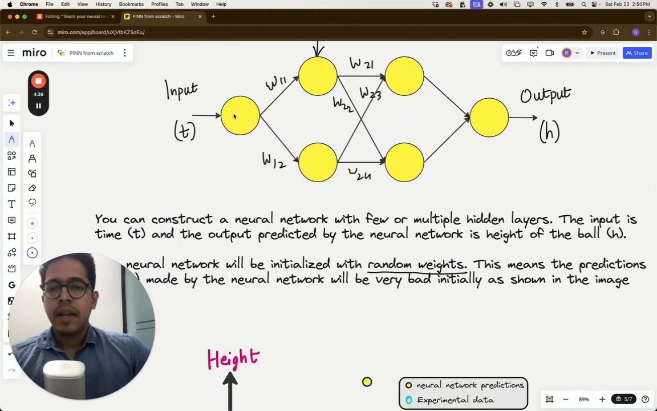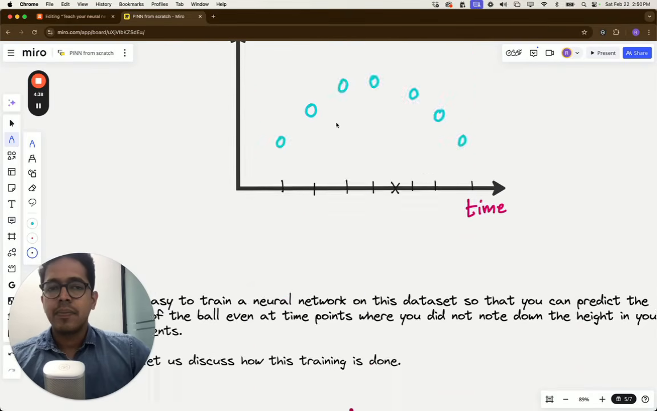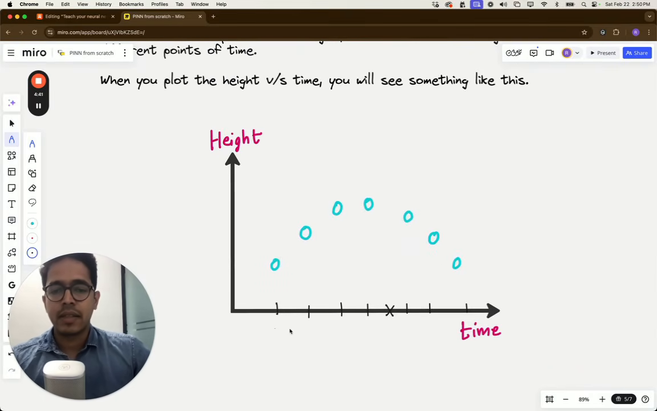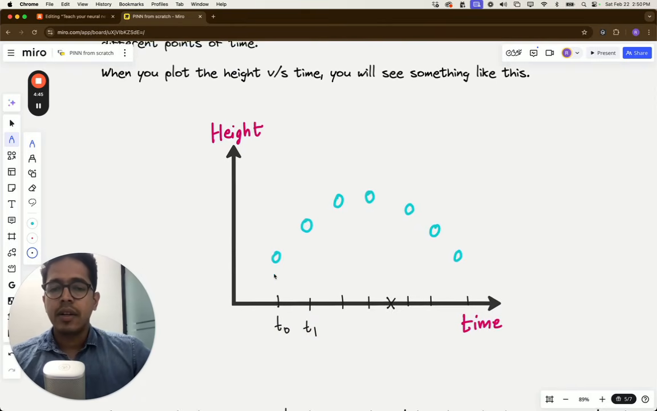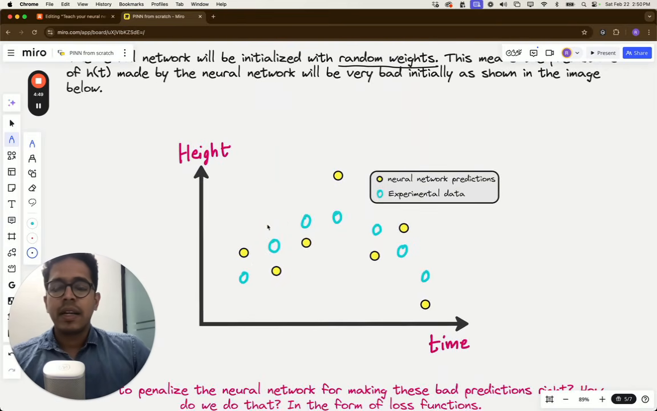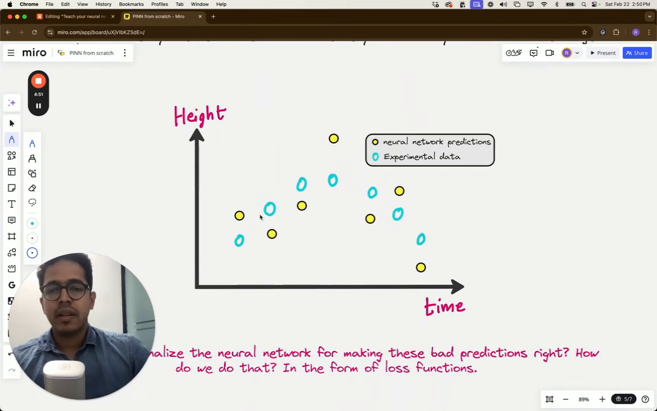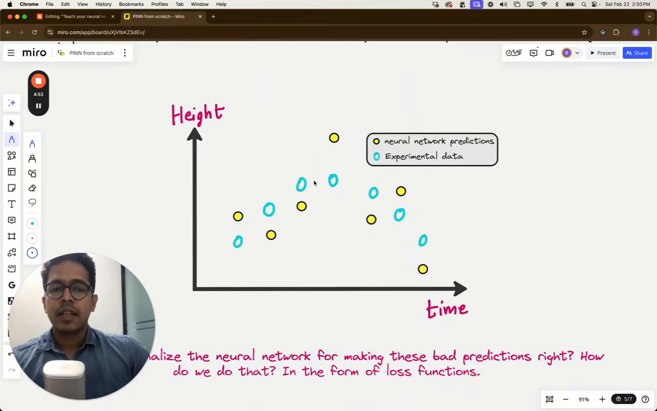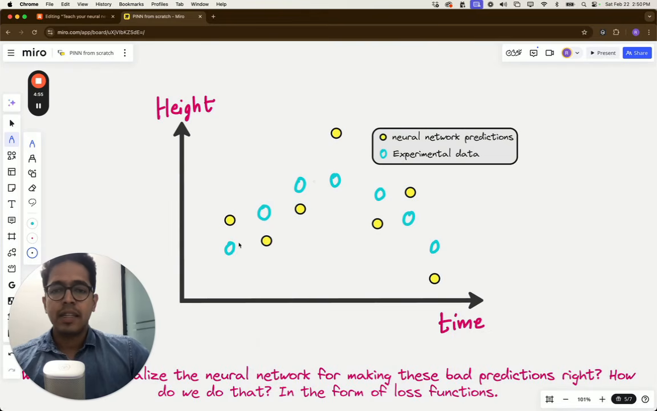Even if you provide input T as this number, let's say this is T0 and T1, even for T0, the neural network will make a random prediction. So let's say the neural network is making predictions as shown in this graph, where these yellow dots correspond to predictions made by the neural network, and these blue circles correspond to your actual experimental data, which you just saw above.